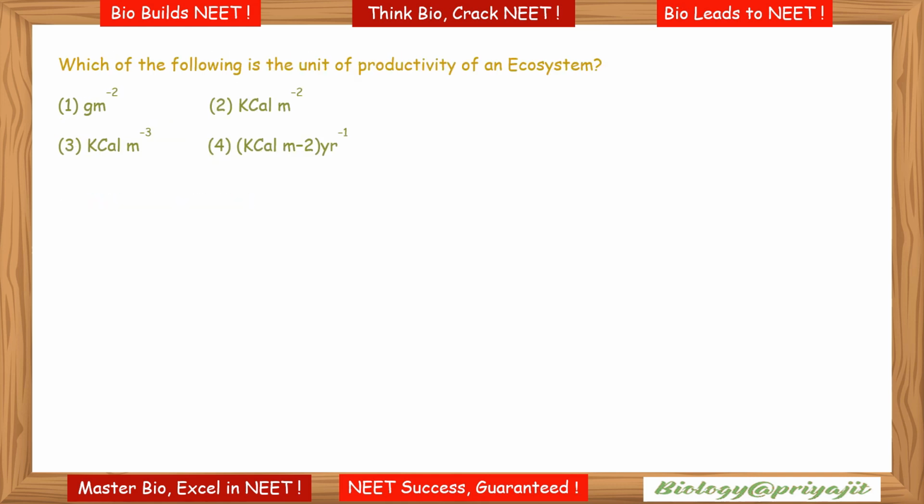Next and last question of today's class: which of the following is the unit of productivity in an ecosystem? The productivity is expressed in terms of gram per meter square per year, or kcal per meter square per year. That is this one. This one will be the correct answer.